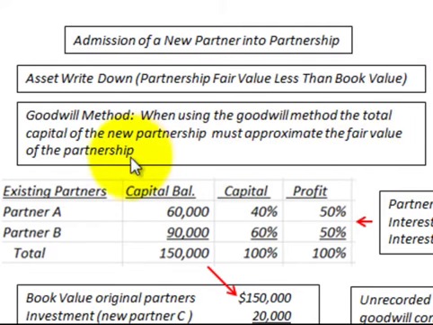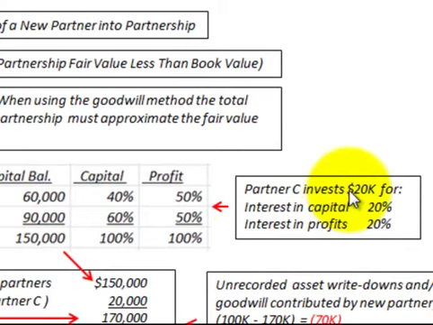new partnership. So looking at our example, we have an existing partnership between partner A and partner B. They have a total capital balance of $150,000 and their profit and loss ratio is 50-50. Each gets 50%, partner A and partner B. Now we have this partner C, which is going to invest $20,000 and they're going to receive a capital interest of 20% and an interest in profits and losses of 20%. So partner C is going to get a capital interest of 20%, and then their profit or loss ratio is going to be a 20% interest.